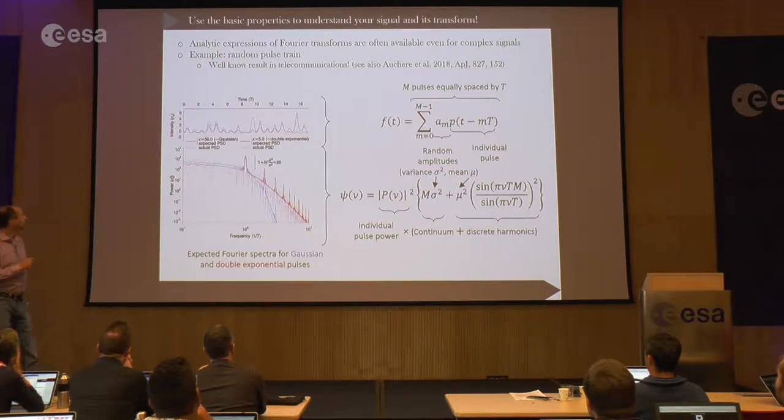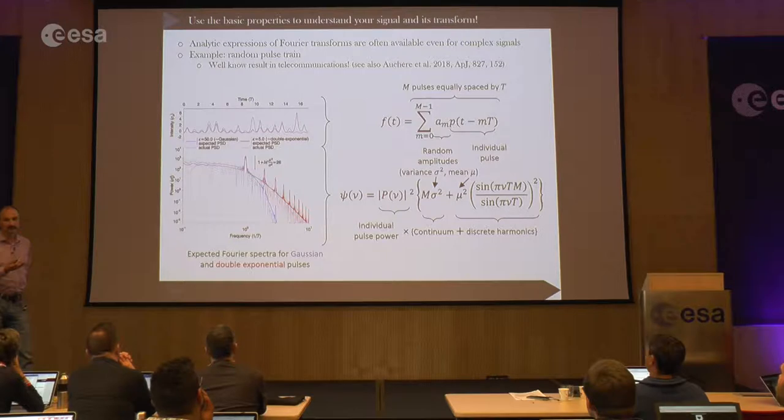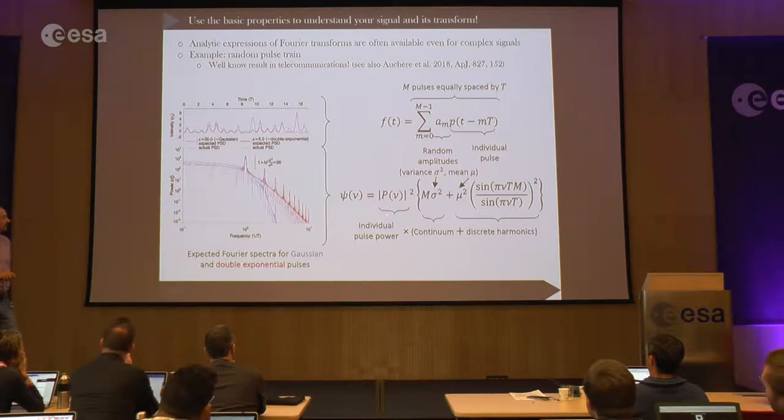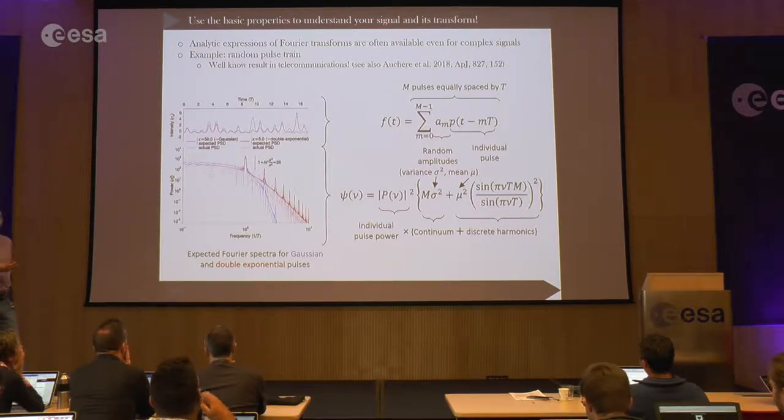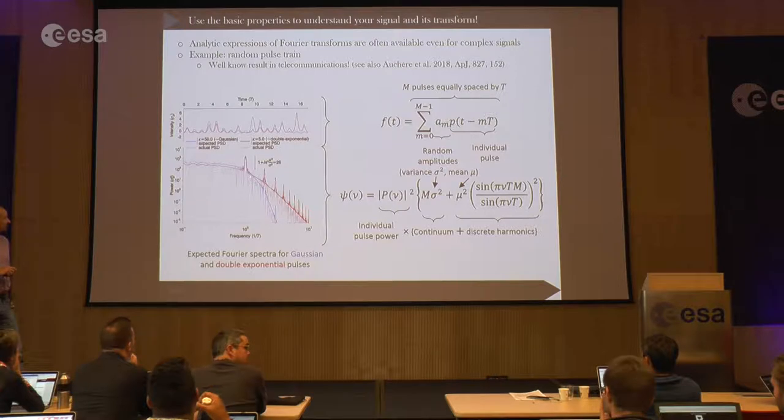Okay? It turns out that you can compute what's the power spectrum of that. So even if you have random variables in there, you can compute at least the mean, so the expected power in your signal. So that's an example. You can actually compute, in the case of this type of signal, that the expected power is the power spectrum that you expect from a single pulse times this expression, which is involving sigma, the standard deviation of the distribution of amplitudes, plus mu, the mean of your distribution of amplitudes, times that sinc function squared. And the result is something that looks like this.